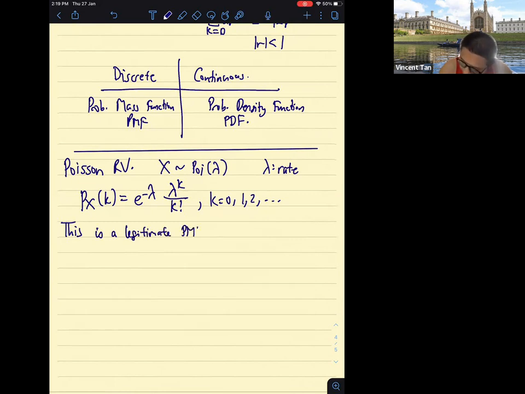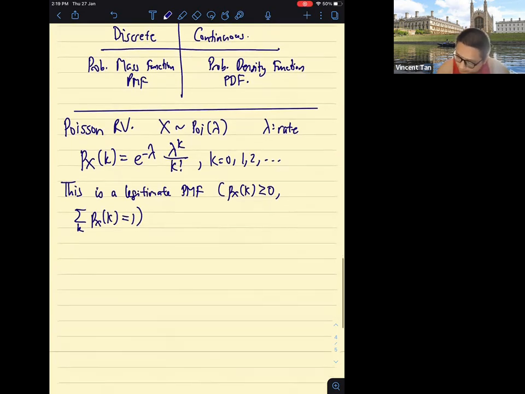PMF. And a PMF has to satisfy a few things. The values must be non-negative. And as you know, the sum over all possible k of p_X(k) must be equal to 1. This is legitimate, right? So this is obvious, and we don't really have to check this. All these things are non-negative. The rate must be non-negative, okay? K factorial is non-negative, and e to anything is non-negative. So we don't need to check that. The only thing we need to check is that the summation is equal to 1.